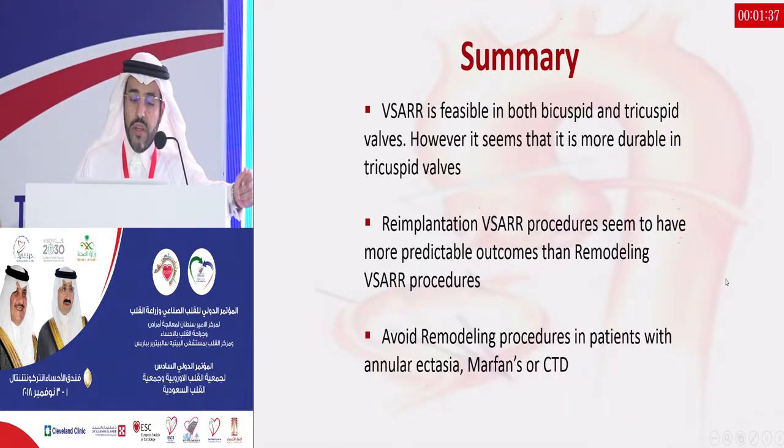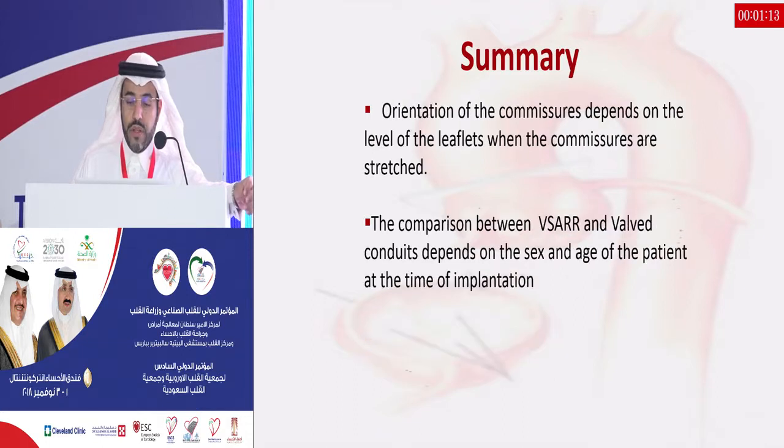So in summary, the valve-sparing aortic root replacement is feasible in both bicuspid and tricuspid valves. However, it seems that it's more durable in tricuspid valves. The reimplantation valve-sparing procedures seem to have more predictable outcomes than remodeling procedures. We should avoid remodeling procedures in patients with annular ectasia, Marfan's, or connective tissue disease, and those patients will probably do better with the reimplantation procedures.